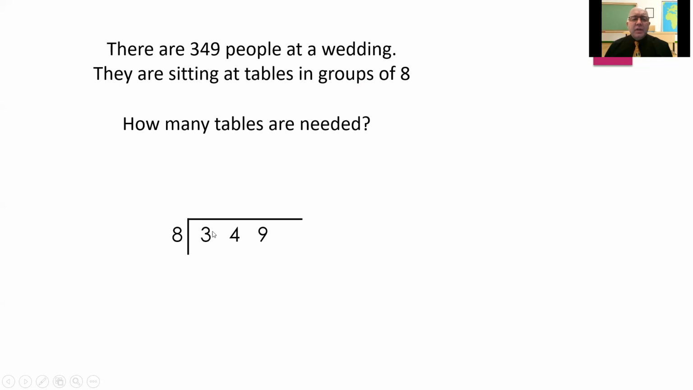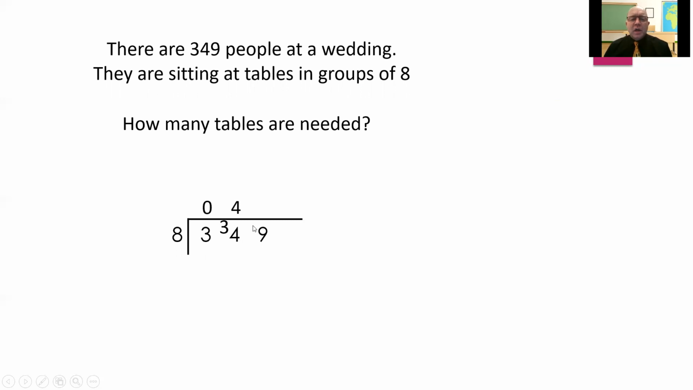How many 8s are there in 3? Well, we can't do that. So we're going to put a 0 in our answer, but we've not used the 3 yet. So the 3 is going to be exchanged for 30, or for 3 10s. Okay, so we've now got 34 10s. So how many 8s are there in 34? Well, there are 4. 4 8s are 32. So that means we've got 2 left over.